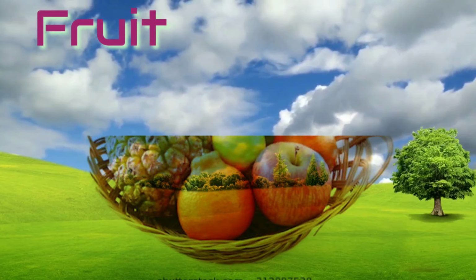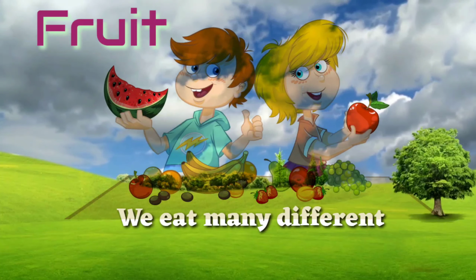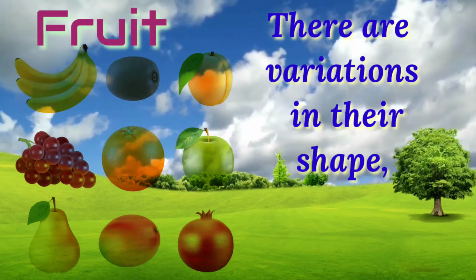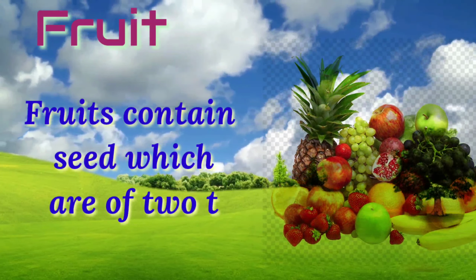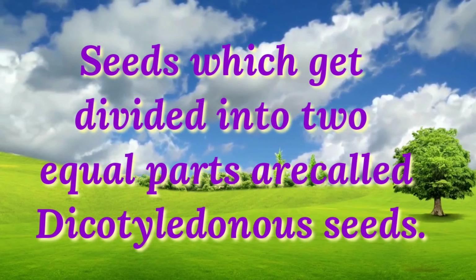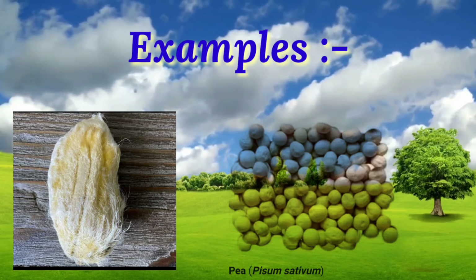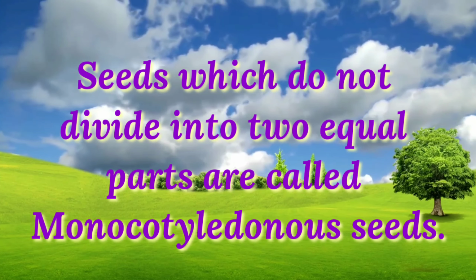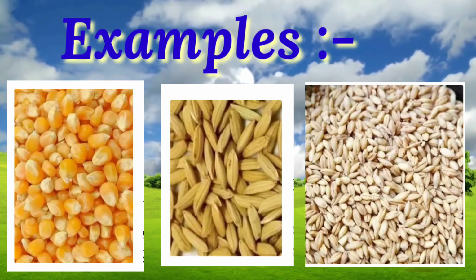Now the fifth and last part of the plant is fruit. We eat many different types of fruit. There are variations in their shape, color and taste. Fruit contains seeds, which are of two types. Seeds which get divided into two equal parts are called dicotyledonous seeds. Examples are mango or peanut. Seeds which do not divide into equal parts are called monocotyledonous seeds. Examples are rice, wheat and jowar.